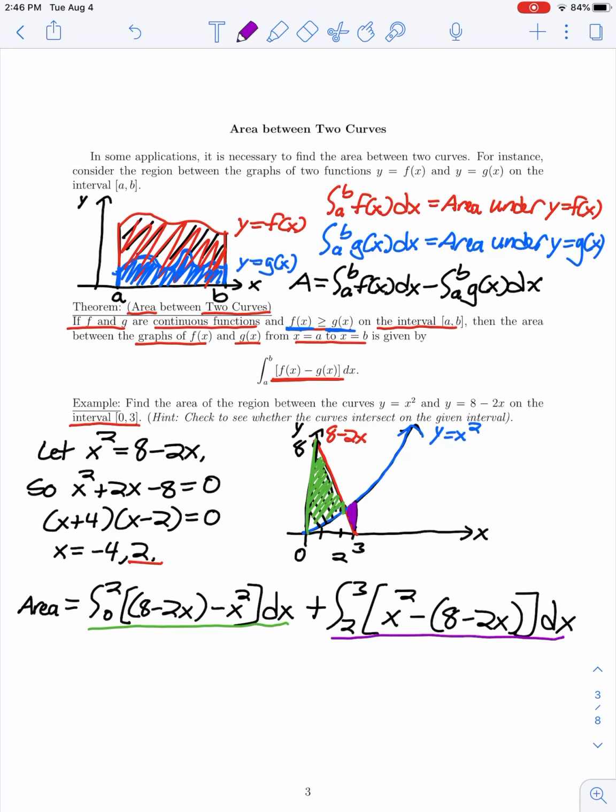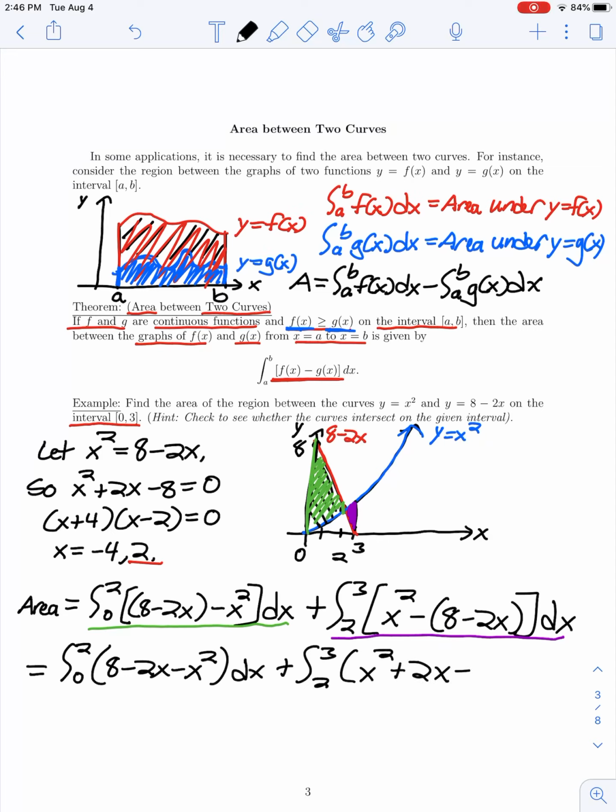Okay, so let's evaluate each of these integrals. Simplifying a little bit, we have for our first piece, 0 to 2, 8 minus 2x minus x squared dx. For our second piece, integral from 2 to 3 of x squared, we were subtracting a negative 2x, so we have plus 2x and then minus the constant 8.